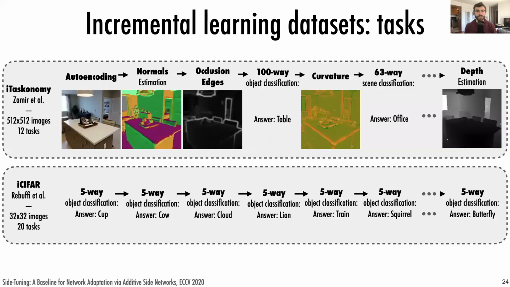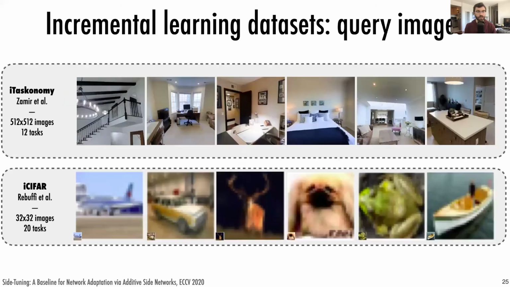We also tested in the more challenging iTaskonomy environment, which we introduce. These tasks are significantly harder and more diverse than ICIFAR, and involve both image-to-image prediction tasks as well as fine-grained classification. In fact, our object classification task alone could be partitioned to make 20 5-way classification tasks, just like ICIFAR, but the images are significantly more complex.